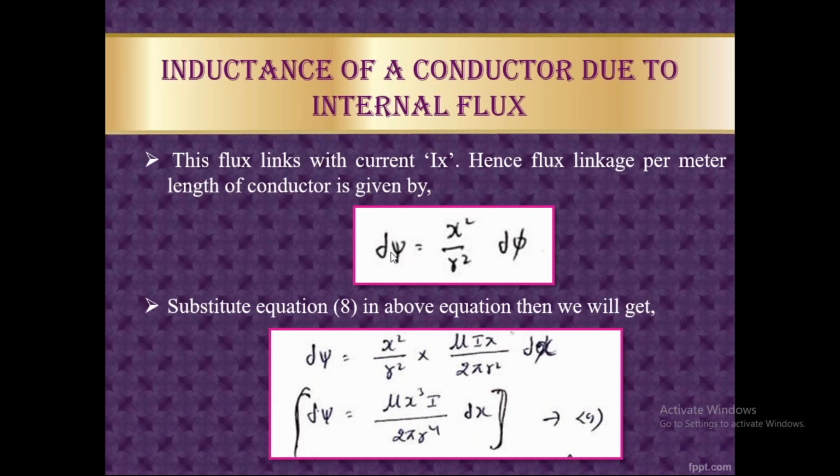So the flux linkage equation is d psi equals x square divided by r square into d phi. So this is the equation of flux linkages. And substitute the previous equation, that is, d phi can be substituted here. Let me see what will come. So d psi equals x square divided by r square into the d phi term. Now from this equation, d psi equals mu into I into x cubed divided by 2 pi r power 4 dx. So this is the flux linkage in the inner area of the conductor. Now represent it as equation 9.